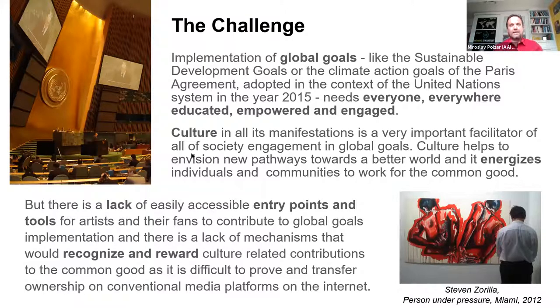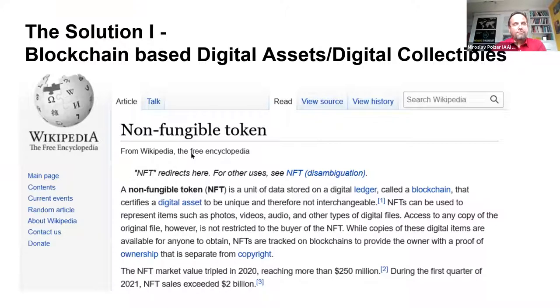Very many people are lacking entry points for meaningful and rewarding engagement. And we believe that culture is really a game changer, a very important catalyst and empowerer of stakeholder engagement in climate action, especially youth engagement. But there's a lack of easily accessible entry points and tools for artists and their fans to contribute to global goals implementation. And there's a lack of mechanisms to reward them.